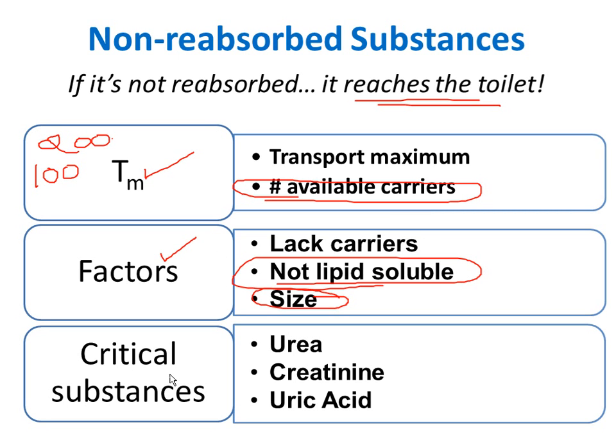There are other substances that we really just want to get rid of. They're waste. And that's urea, creatinine, and uric acid. We expect to find those in your urine because they're waste materials and we're trying to get rid of them.